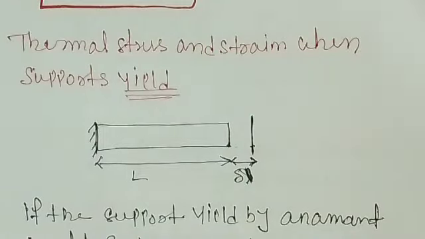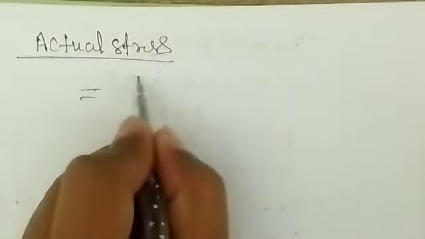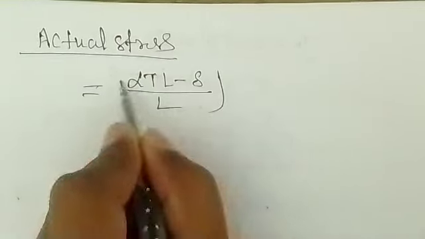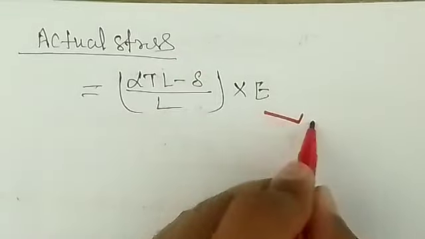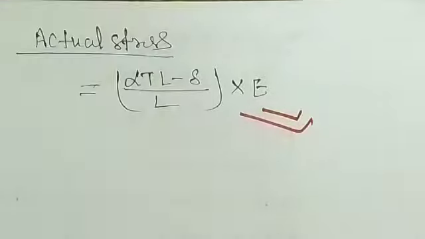Now that the strain is there, we can find the stress, right? So next is the actual stress. Actual stress is actual strain into Young's modulus, that is alpha TL minus delta by L into Young's modulus, right? So we got the actual stress. Now we will solve one problem with yielding and without yielding, and see how we can apply this relation.